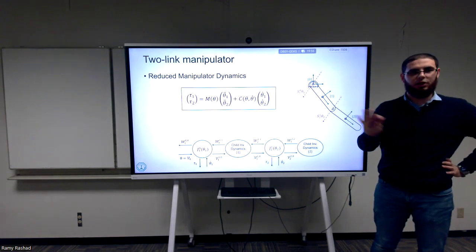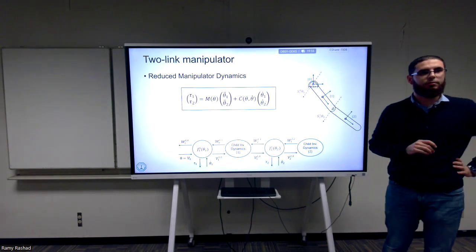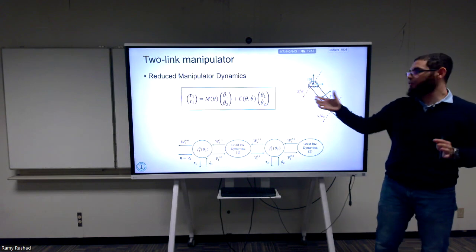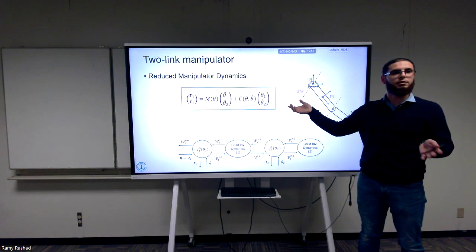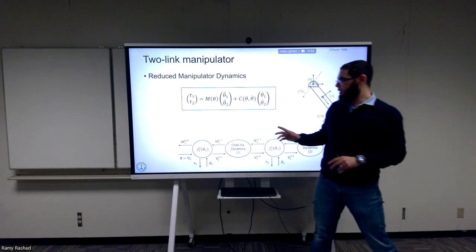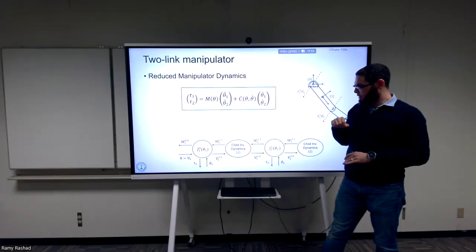Not yet. We're just going to remove them from the game for now. It's called the reduced dynamics. Even if we have gravity, it will still be called the reduced dynamics. Why we call it reduced dynamics, let's see how to see it easily.